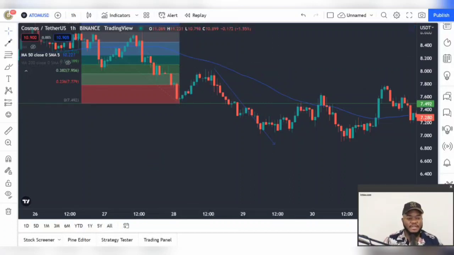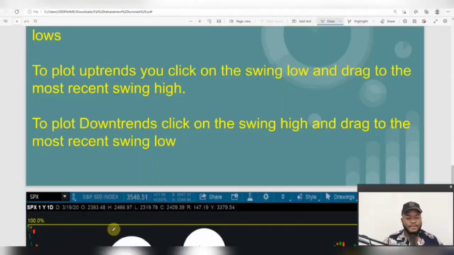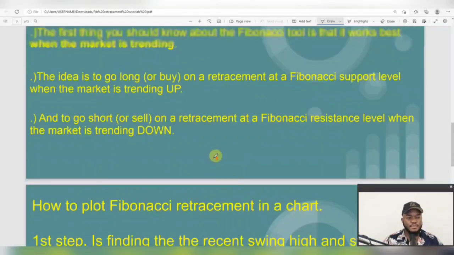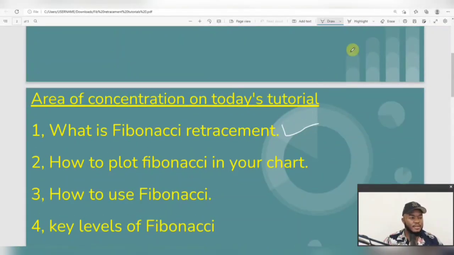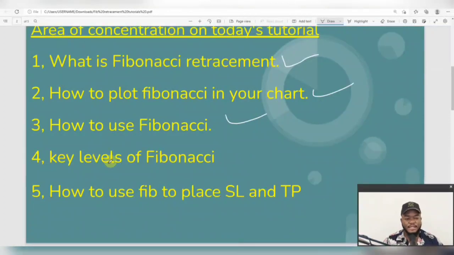Okay, hope you understand. I've shown you how to long and how to short, how to use Fib levels to determine the area to short and the area to long. Now let's check the next thing we have. I think we are done with this, how to plot, how to use Fibonacci. We are done with this. Then key levels of Fibonacci, we are done with this.